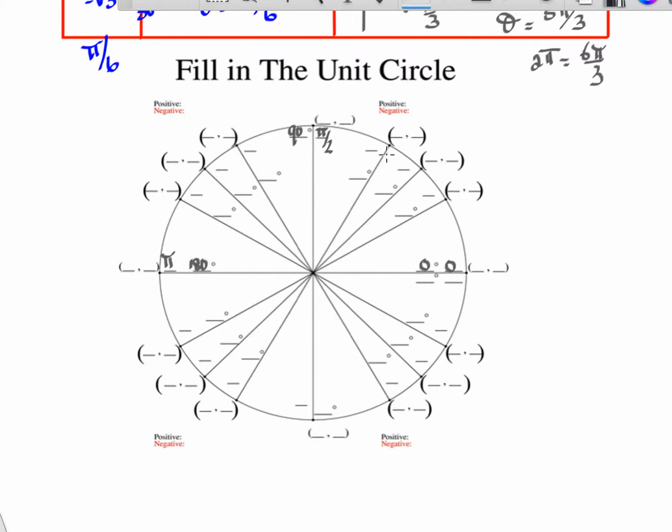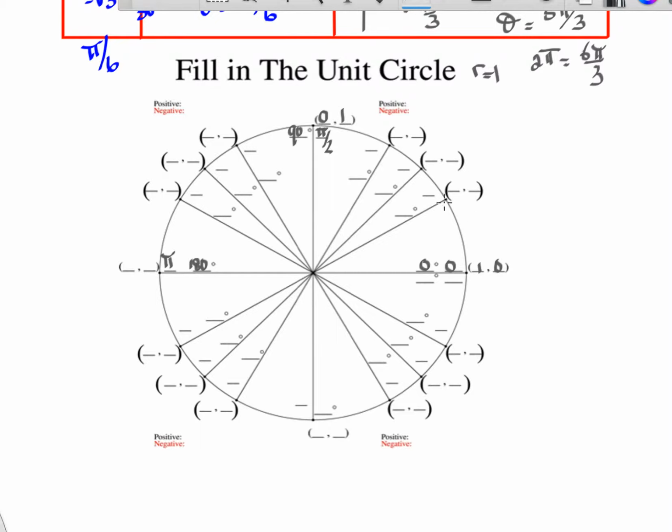So you've got to mark all these. Since it's a unit circle, you know that the radius is 1. So the coordinates here are 1, 0. The coordinates here are 0, 1. And then you can continue with that. And then you have to fill in all these points over here as well.